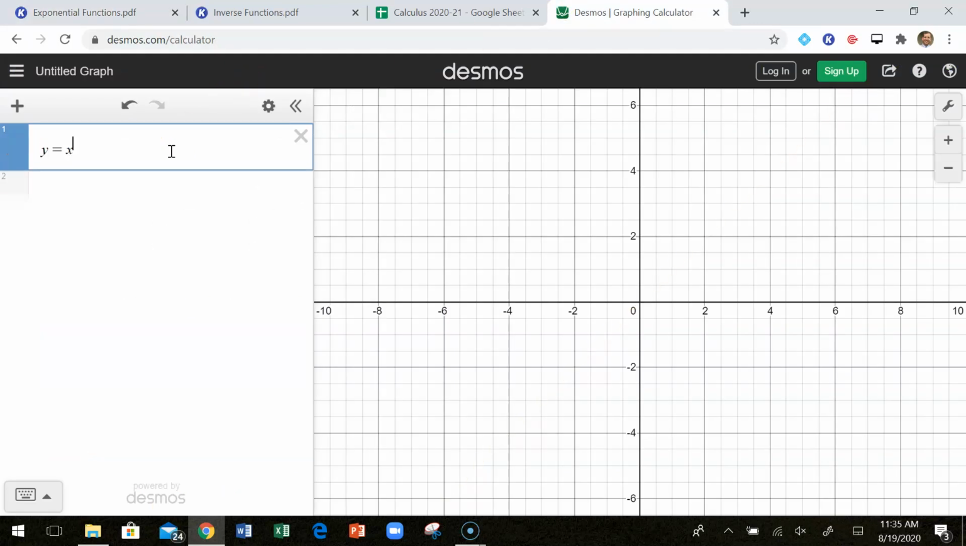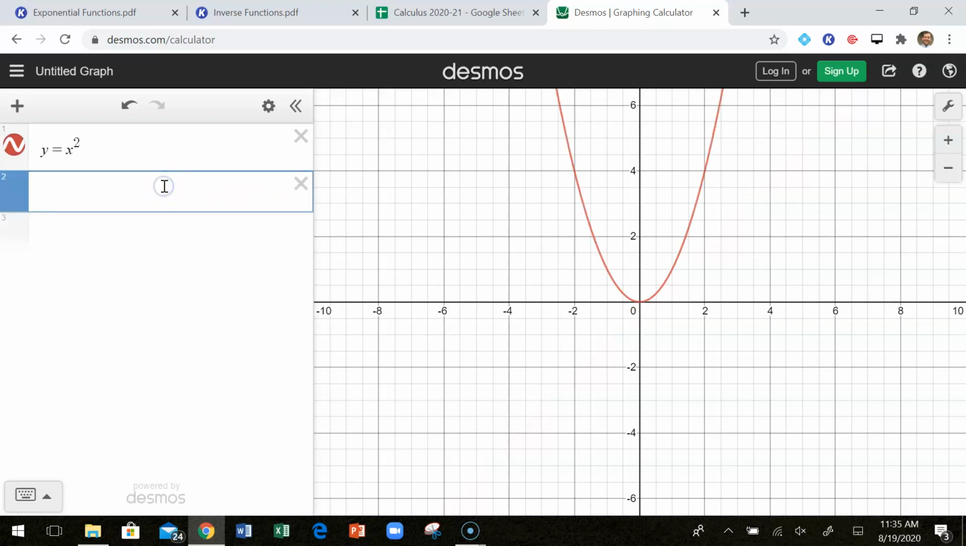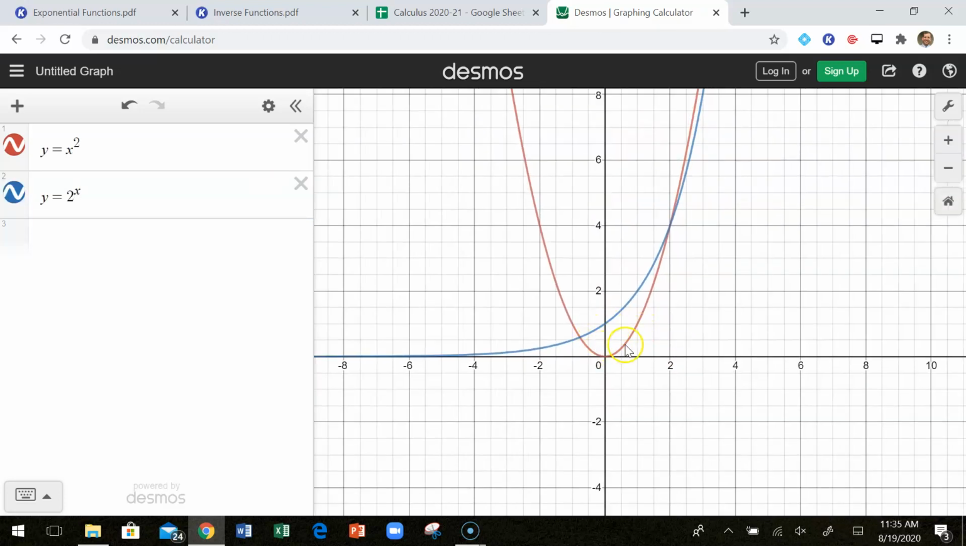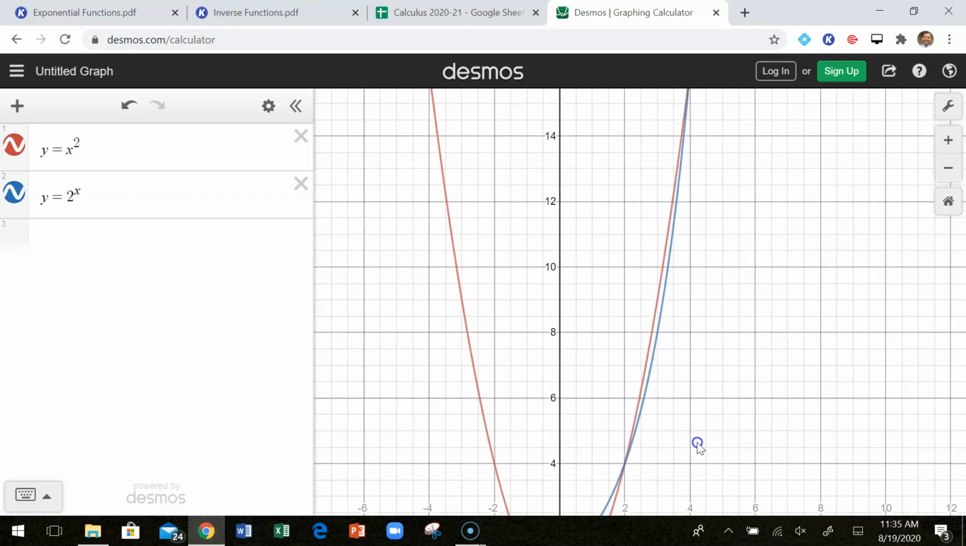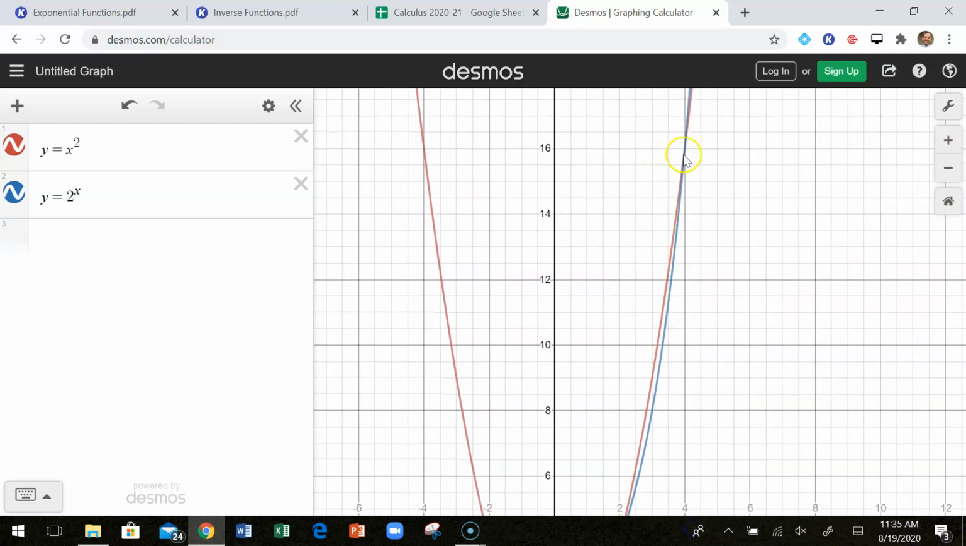So we have y equals x squared, and we have y equals 2 to the power x. As you can tell, they're pretty close when numbers are pretty small, right? So for numbers between 0 and 2, their y values are pretty close. But for a little bit, x squared becomes bigger than 2 to the x. Between 2 and 4, x squared is bigger than 2 to the x.